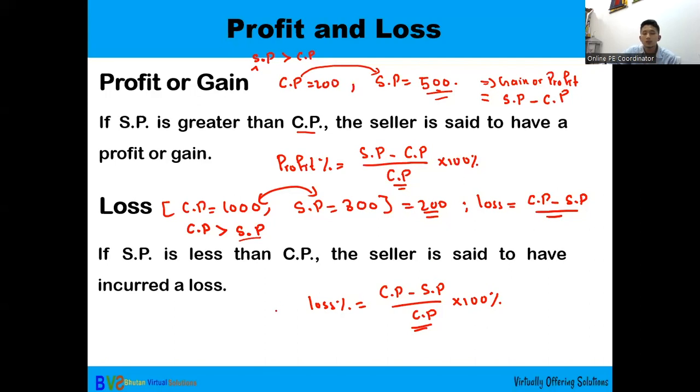Now, one thing that you need to know: if the question says A is 30% more than B, then last time, 30% more means 30% of B, you directly write 30 divided by 100 times B, plus B equals A. This is in profit and loss.